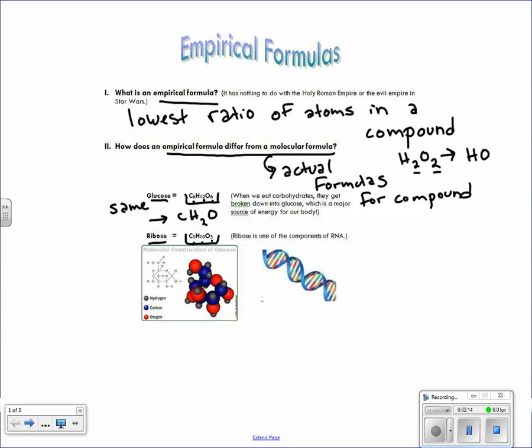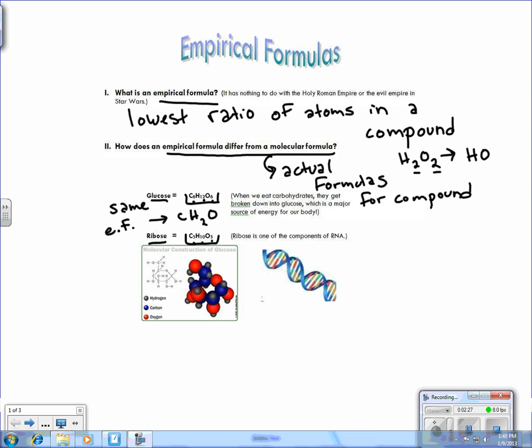And usually when we're talking about empirical formulas, we'll abbreviate it EF. So just keep that in mind. When you see that, I'll use that abbreviation very often. So again, that's the idea: empirical formulas are the lowest ratio, and molecular formulas are the actual formula for the compound.